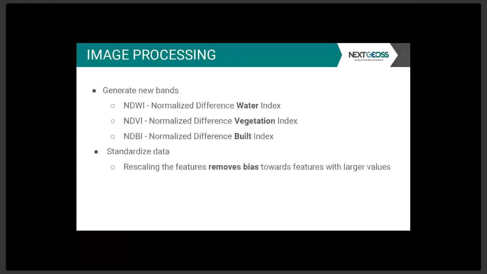We can now generate some new bands, some spectral indices. These new bands try to gather information to help the model distinguish between the specific zones and the rest of the image. For example, the normalized difference water index helps the model separate the water bodies from the rest of the image. The normalized difference vegetation index helps the model separate the vegetation from the rest of the image. And we also have the normalized difference build index that helps differentiate the buildings from the rest of the image.